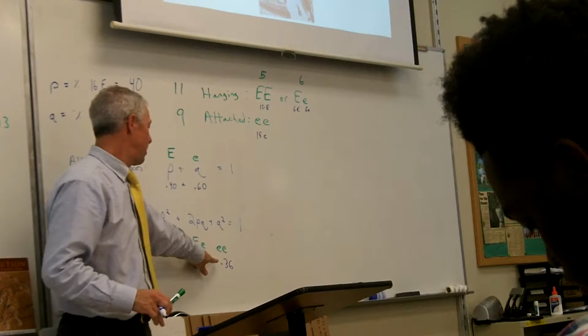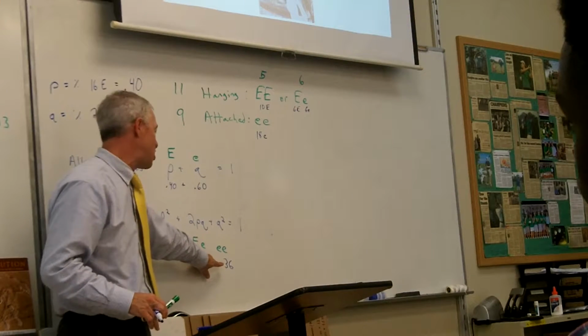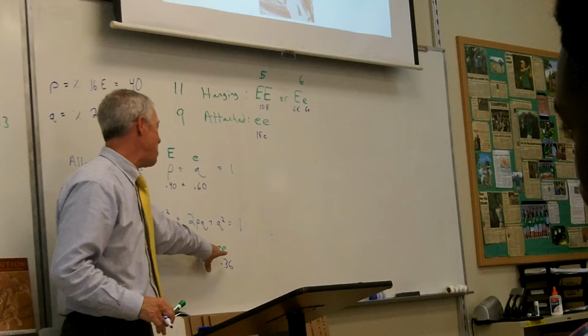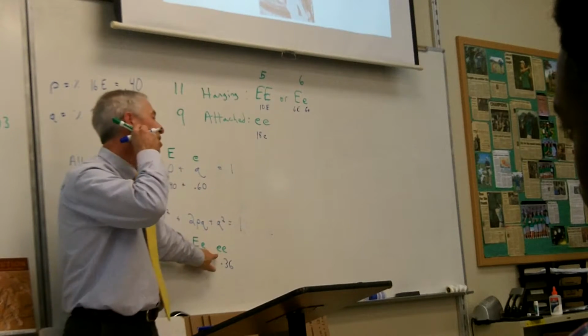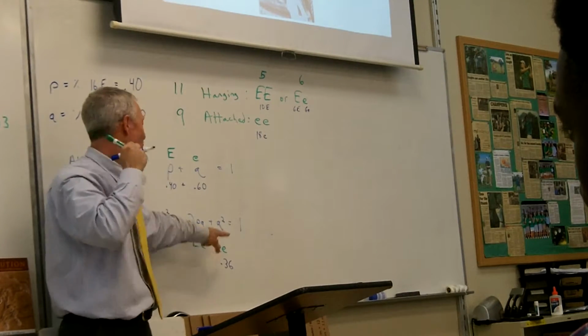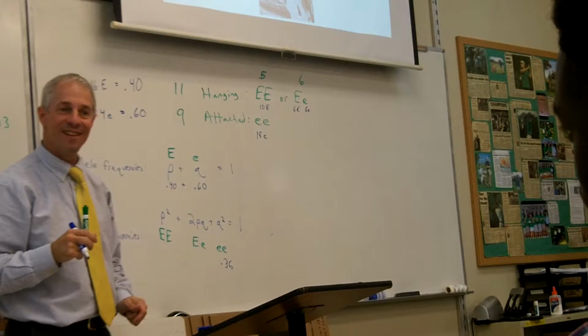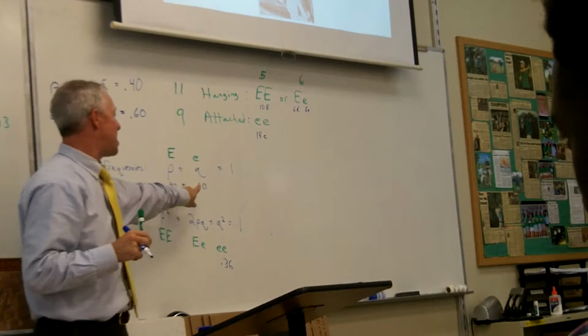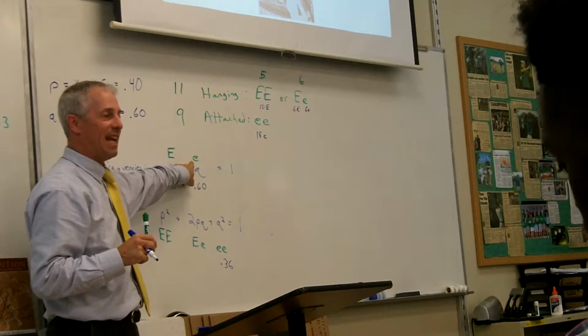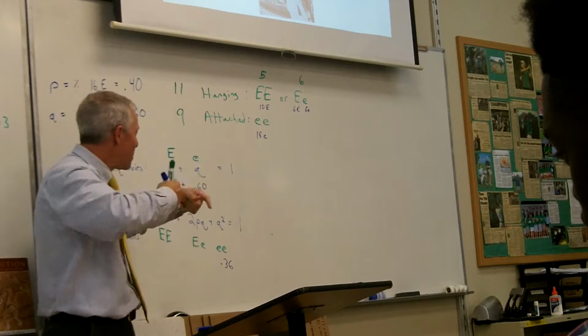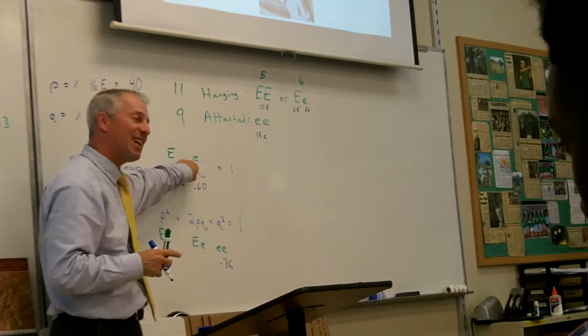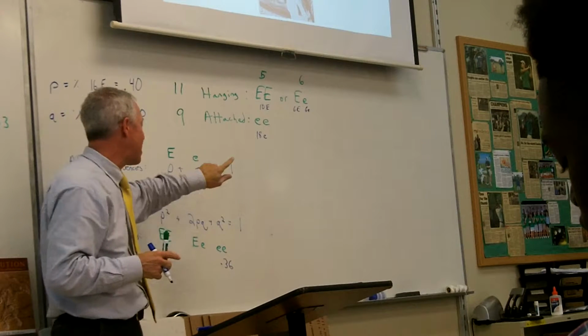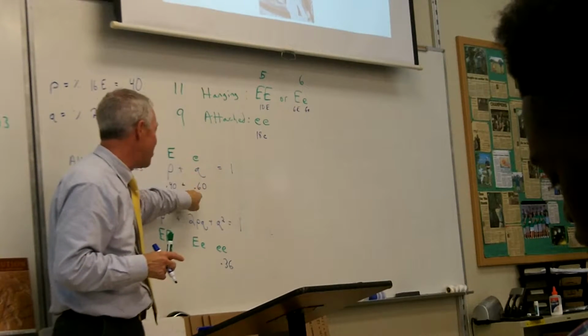Okay. There's a 36% chance that a baby would be born to our population with attached earlobes, according to the math. Because there's a 60% chance of getting one little e, but you have to multiply them together to get the chance of getting another little e. It's 0.6 times 0.6 to get two little e's.